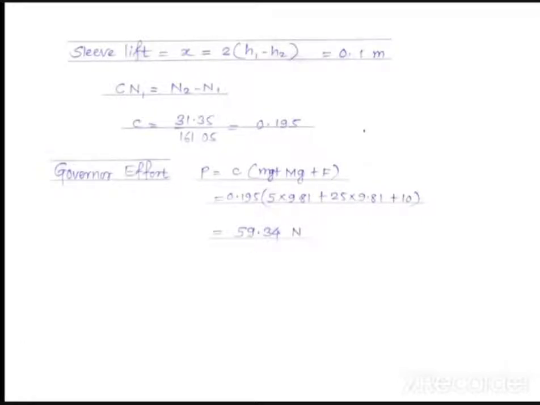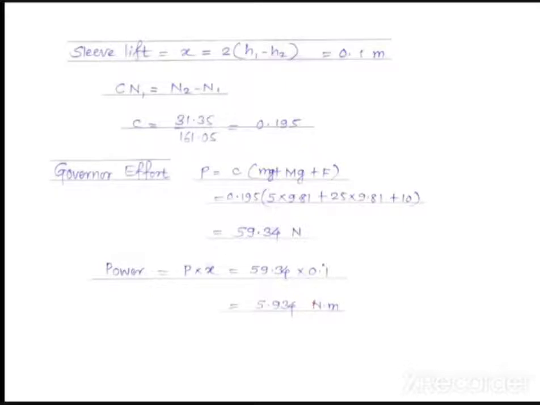See, if you ask me, sir, I am taking a minus F, that is correct. That is not wrong. But you will not get a maximum effort, because we are interested in what is the maximum effort the sleeve is imparting, the maximum effort imparted on the sleeve that we have to calculate. So 59.34. And finally, power of the governor. What is power of the governor? P into X, that is equal to 5.93.